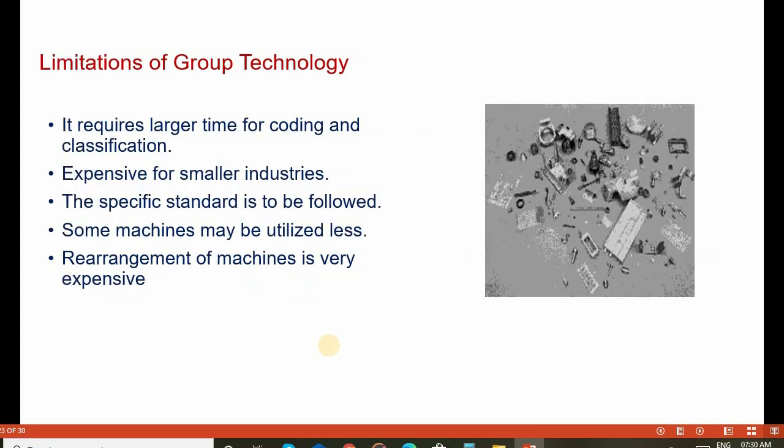There are some limitations in group technology, such as it requires a long time for coding and classification, because with different parts and different identification, a larger time is needed for coding and classification. It is expensive for small industries. Specific standards are to be followed. Some machines may be utilized very little, so idle time may increase and the cost of production may increase. Rearrangement of machinery is very expensive.